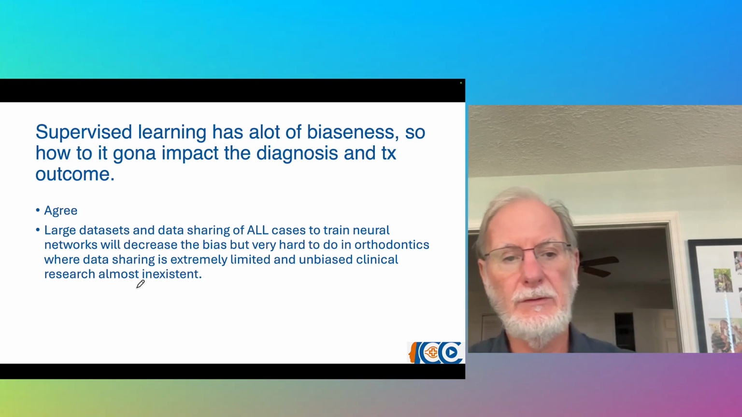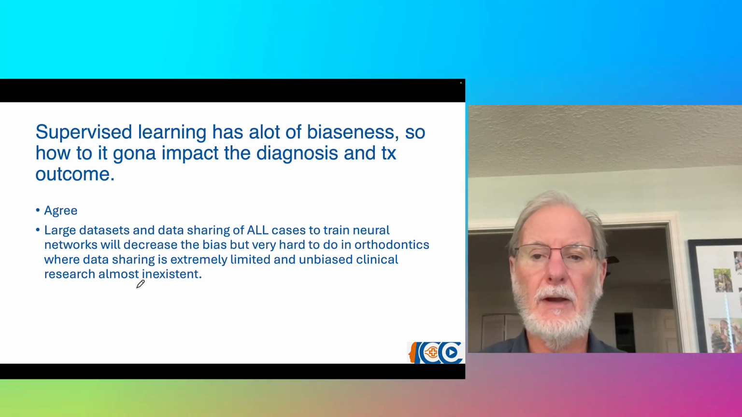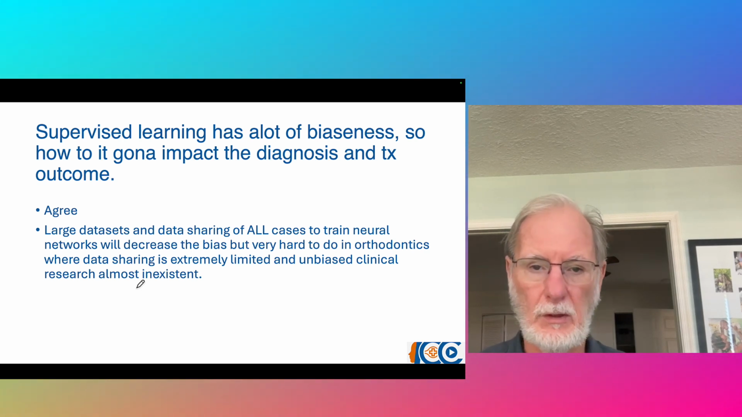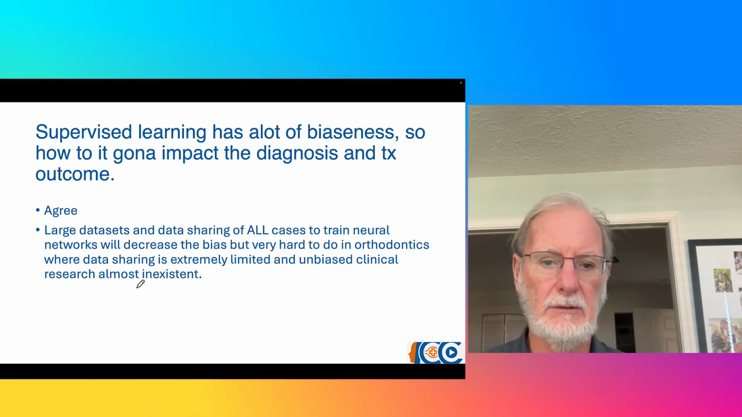So this one is a good one too. Supervised learning has a lot of biases. So how is it going to impact the diagnosis and treatment outcome? I agree with the statement. I think we talked about it for extraction, non-extraction.